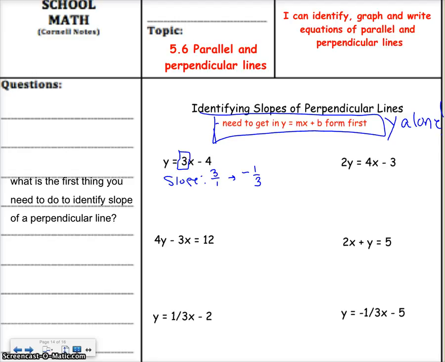Okay, this next one, I cannot analyze the slope yet because y is not by itself. So I'm going to divide everything by 2. Then you get y equals 2x minus 3/2. I do not care about that y-intercept. I only care about the slope. So my slope is 2 over 1, and my perpendicular would be flip it and make it the opposite sign.